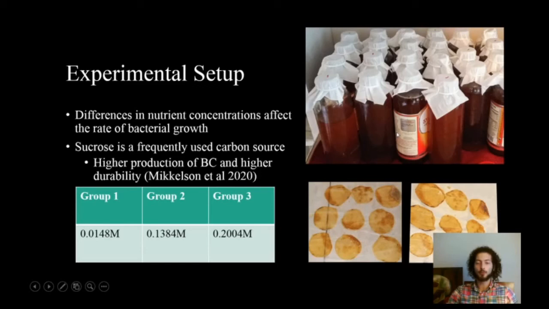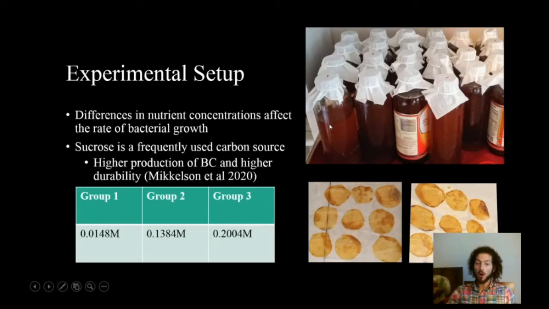In this image, they were all grown in these bottles over a period of 3 weeks. This is from group 3 when they were still wet, and this is group 3 when they were dried. For the data collection portion, I used a force transducer to measure the maximum amount of force before the pellicles could rip, and the maximum force was measured for each pellicle.